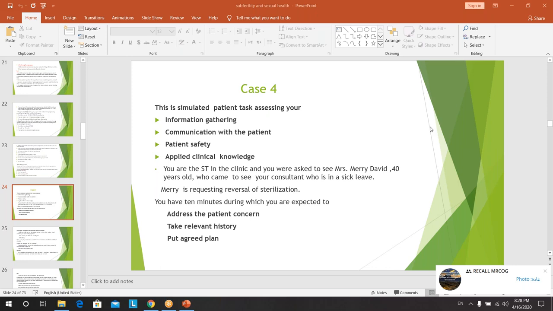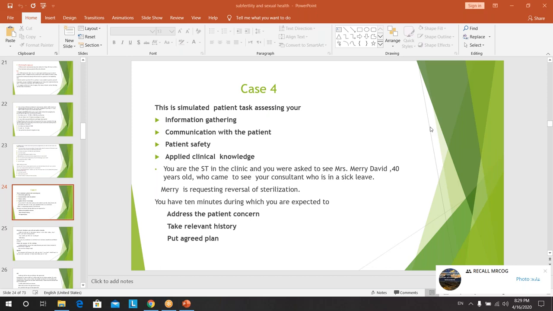Okay. Is there any cause you want to reverse the sterilization apart from getting another baby? No, I want to have another baby. Okay. And what about your partner? Does he agree with you about that? Yes, he supported me a lot. He wanted to have a baby.